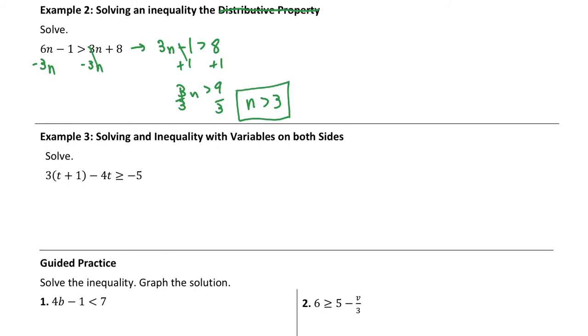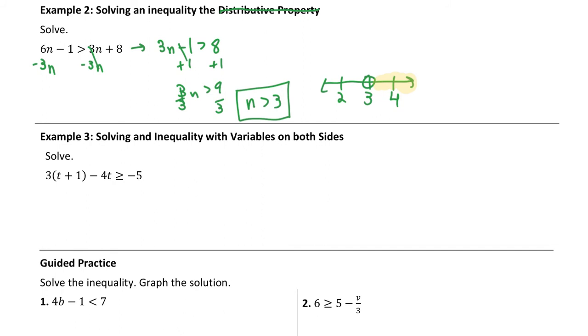And I know I didn't ask you to graph the solution for this, but I'm still going to do it. 2, 3, and 4 for my number line. Open circle at 3. And again, shading to the right because it's greater than. So with variables on both sides, decide to eliminate a variable from one side of the equation so that you have a variable on only one side.